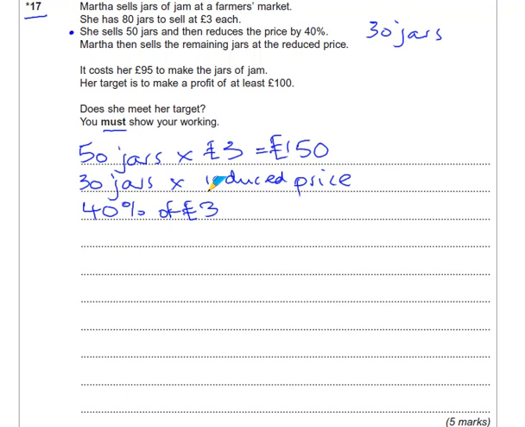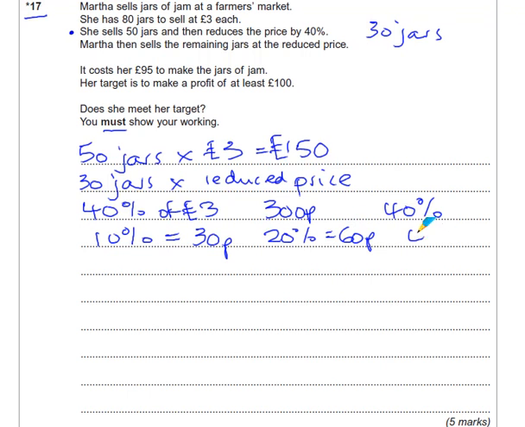Well, £3 is the same as 300 pence. And we need to find 40% of that. And then to reduce it, we take it off the £3, off the 300 pence. So 10% is equal to 300 pence divided by 10, 30 pence. Doubling it, 20% is equal to 60 pence. So 40% is equal to 60 pence doubled, which is 120 pence, which is the same as £1.20.